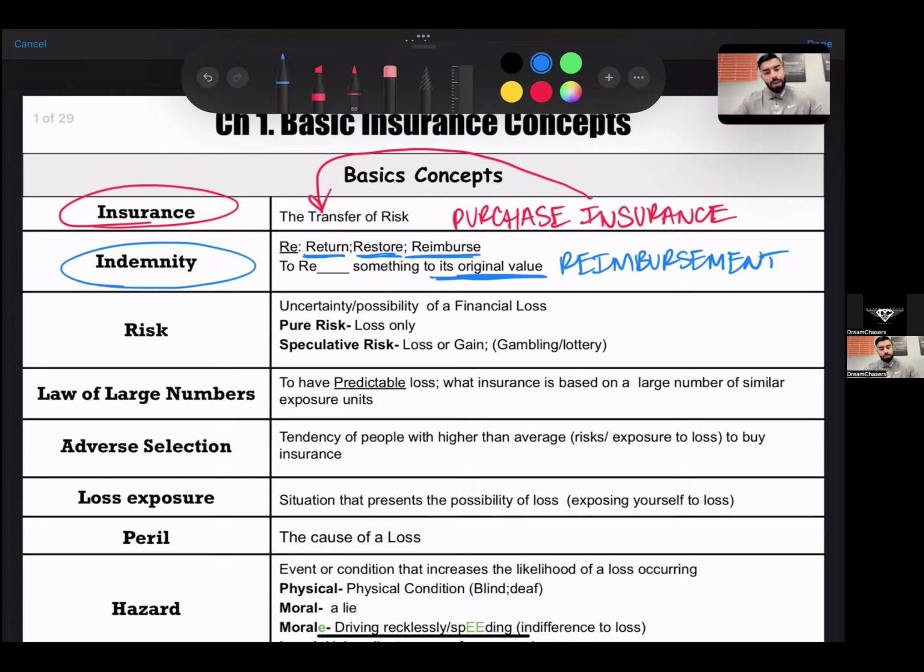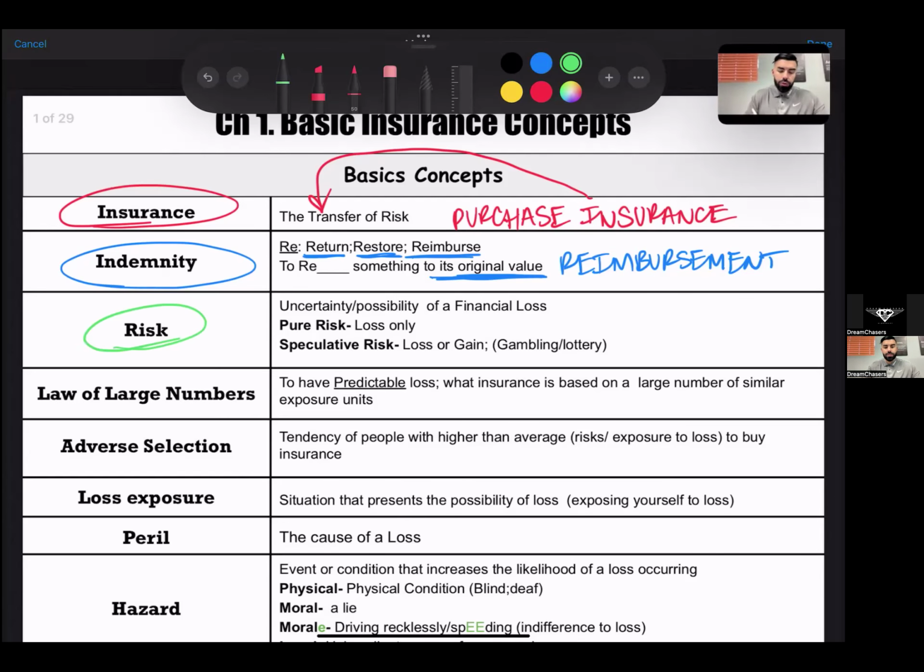Okay. And when we get to chapter four, we'll see this word again as it comes into play as one of the riders. But it's to restore itself to its original value. Now, one more point to make on the word indemnity is that it will never pay out more. It will never pay out a penny more or a penny less than what the cost was, what the original value was.